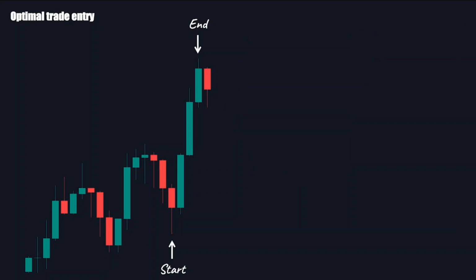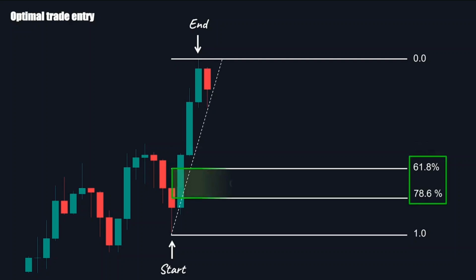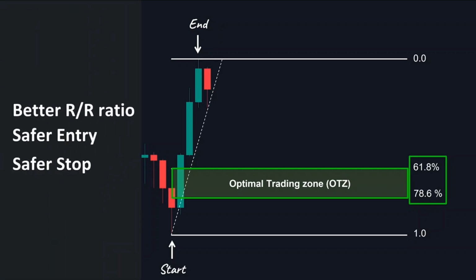This is where Fibonacci retracement levels come in. We apply this tool from the start of the impulsive wave to the end to define the correction range. When we do this, several retracement levels appear, each acting as a potential support zone. However, two specific levels create ICT's optimal trading zone: the 61.8% and 78.6% retracement levels. These levels offer multiple advantages, including a better risk-to-reward ratio, safer entries, and more reliable stop-loss placements.